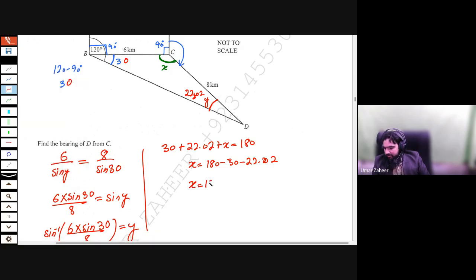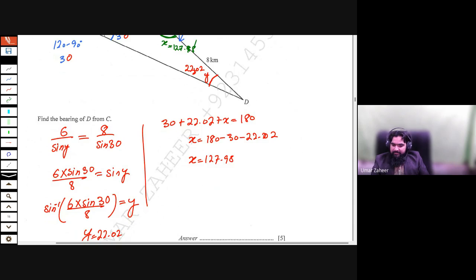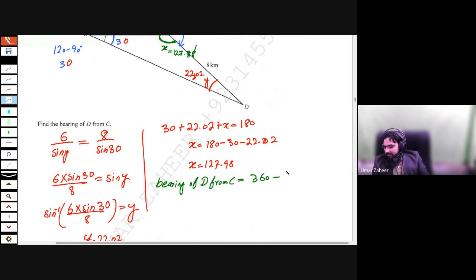127.98. Alright, so we'll get this angle as well, that is 127.98. Now look at here, we have this whole angle. So we are going to subtract it from 360, we will get the required answer. So the bearing of D from C will be equal to 360 minus 90 degrees minus 127.98. Yes, everyone, this statement is clear.